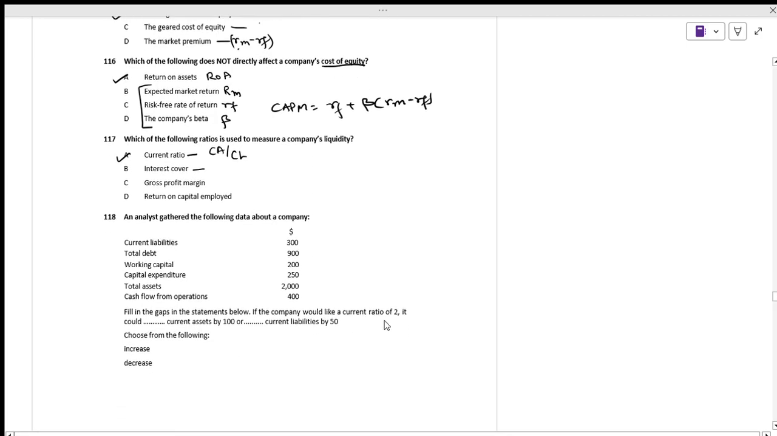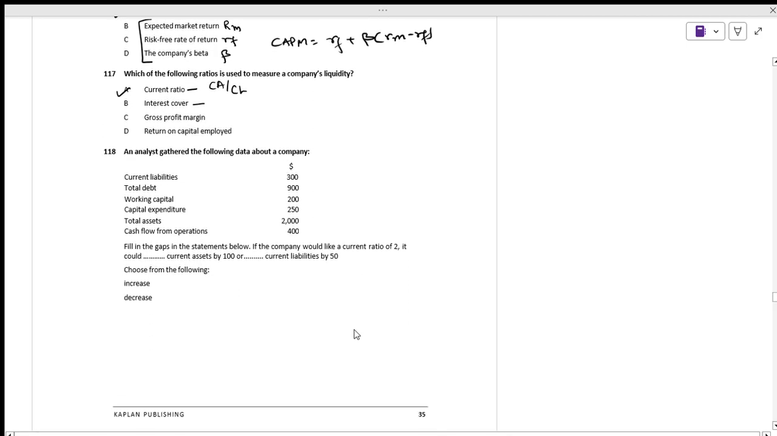An analyst gathered the following data about the company: current liability, total working capital, capital expenditure, total assets, cash flow from operations. Fill in the gaps in the statement below. If the company wants the current ratio to be 2, it could increase current assets by 100 or decrease current liabilities.